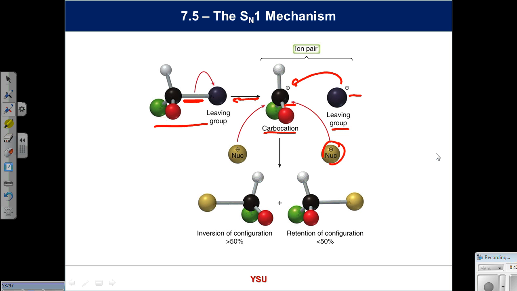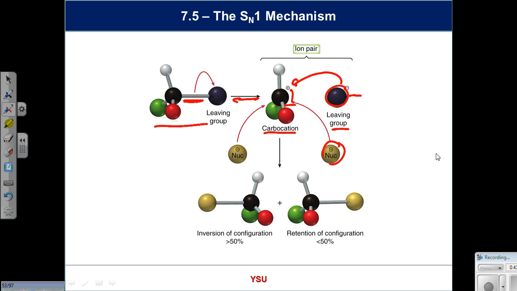Now, we have a nucleophile waiting around. In reality, on Friday, what we'll say is we have lots of nucleophiles. We want to try and swamp out the leaving group. So we have lots of the nucleophile around, so statistically, it has a better chance of attacking. But there's always going to be that possibility of this thing being very close to this side of the molecule, and that can lead to a problem in the outcome.